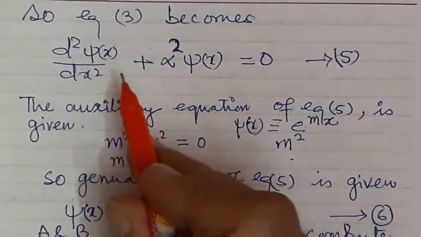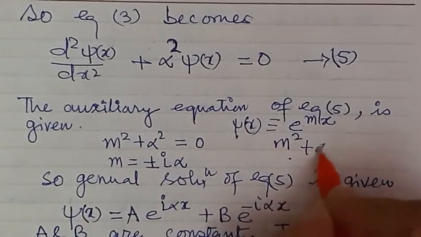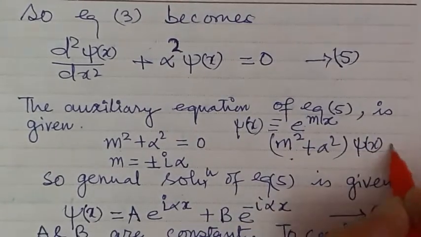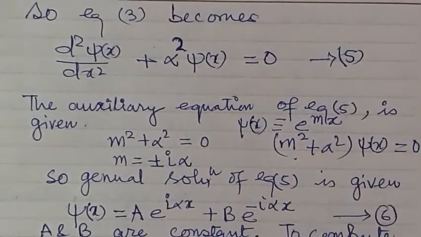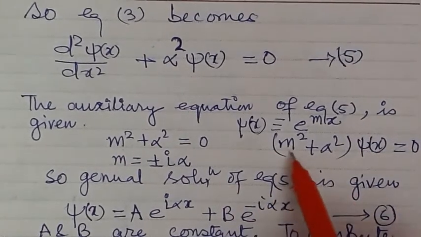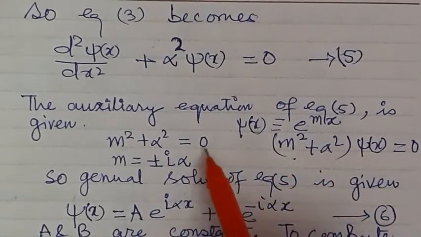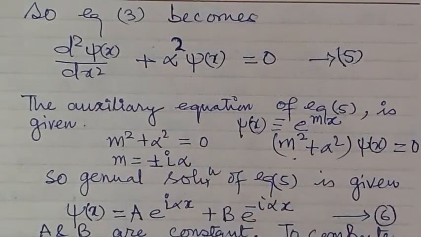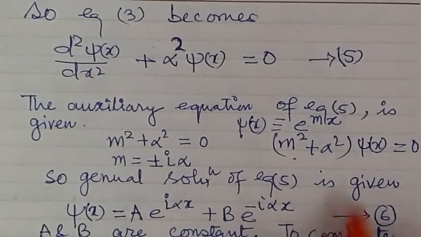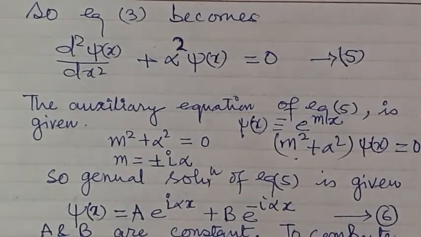value into equation 5. We get (m square plus alpha square) times psi of x goes to 0, where psi x cannot be 0. Therefore, the bracket entity m square plus alpha square equals 0, and this equation is called the auxiliary equation, where m can have the two possible solutions plus minus i alpha. So m1 is plus i alpha, m2 is minus i alpha.